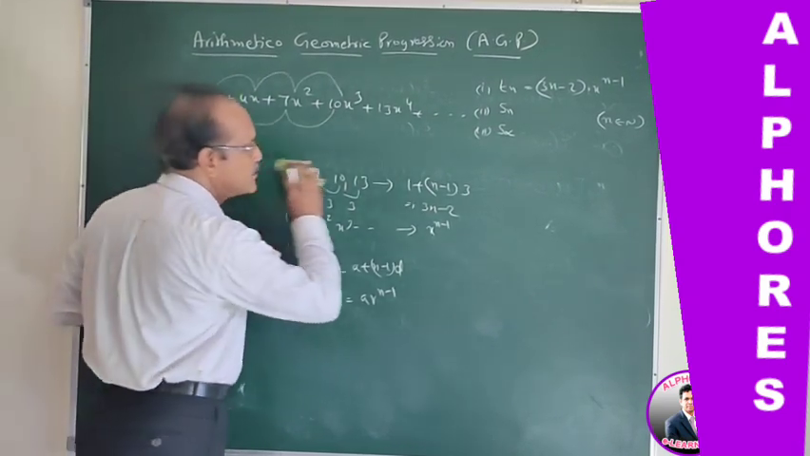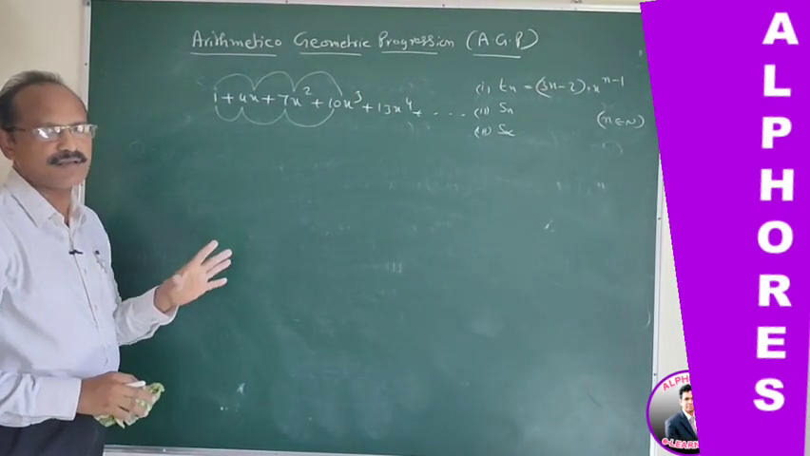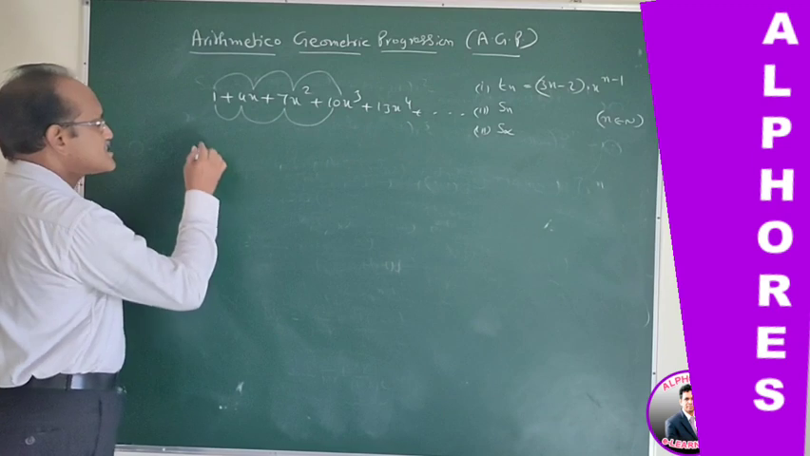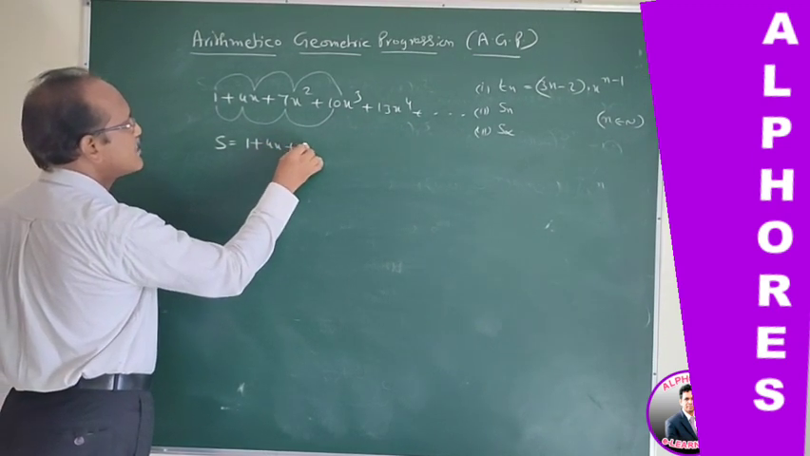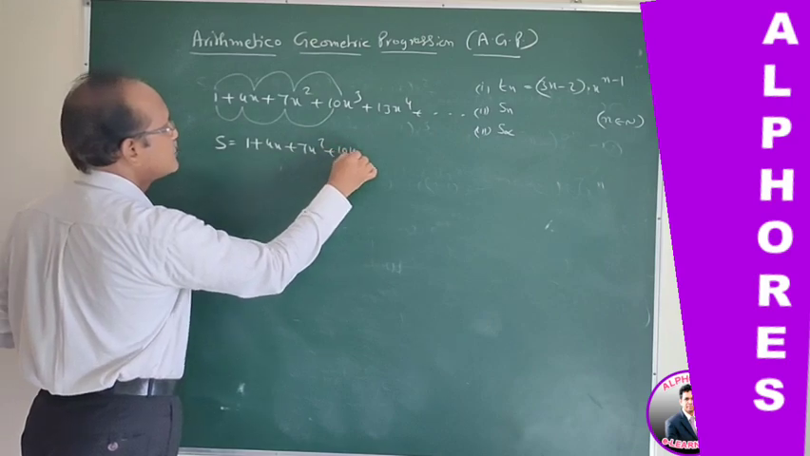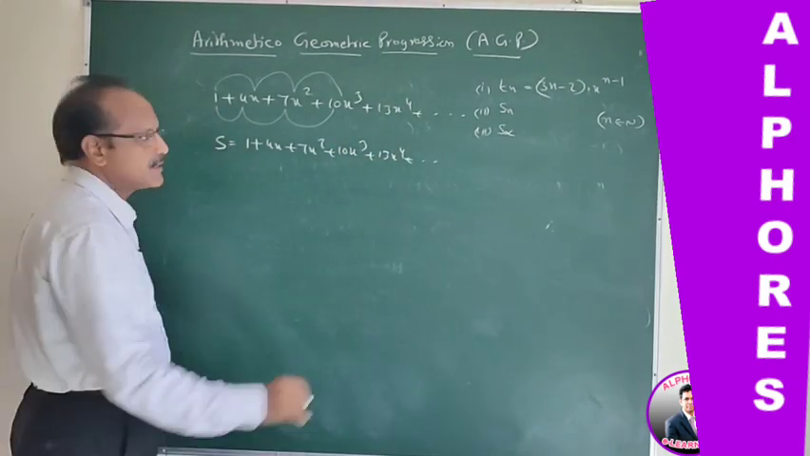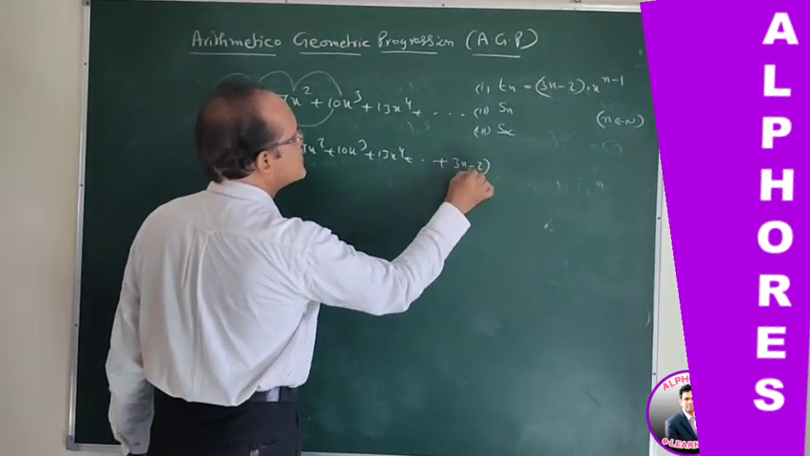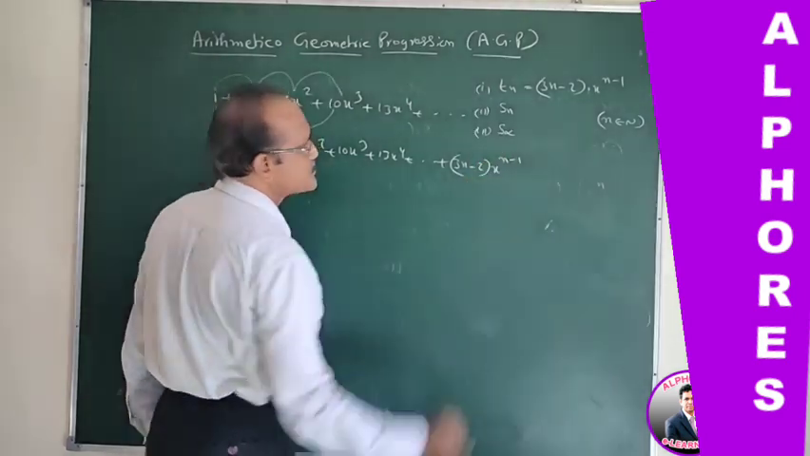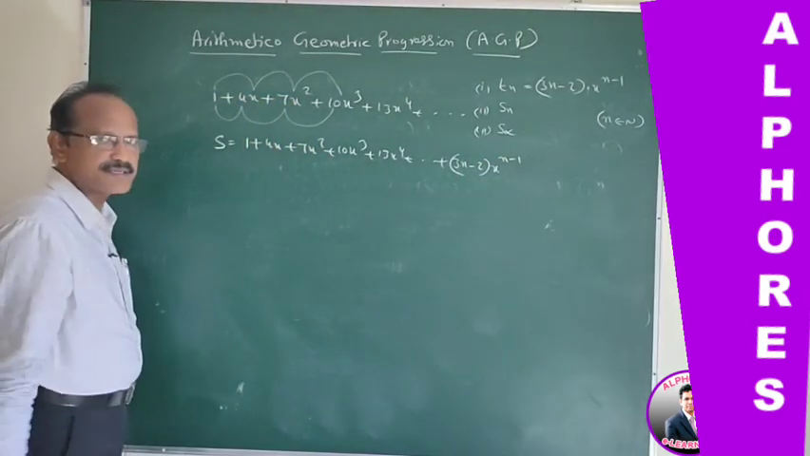Now coming to the sum to n terms. I am applying the procedure, not a formula. Let the series S be 1 plus 4x plus 7x square plus 10x cube plus 13x power 4 plus so on. Of course, the nth term is 3n minus 2 into x power n minus 1. We are going to calculate the sum of all these terms.